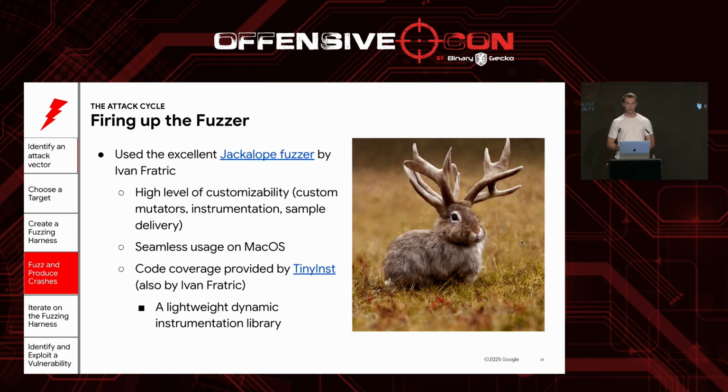So now is actually time to fuzz. For my fuzzer, I used the excellent Jackalope fuzzer, which was once again written by Ivan Fratric. I liked it because of its high level of customizability, and also it just worked out of the box on macOS, very nice. It's got a great code coverage instrumentation framework called TinyInst, also by Ivan Fratric. You might be noticing a trend here. It's a lightweight dynamic instrumentation library that is really great for getting code coverage in this case.